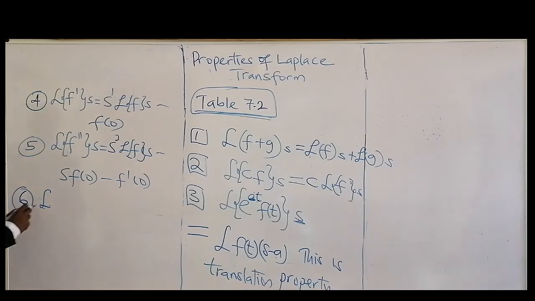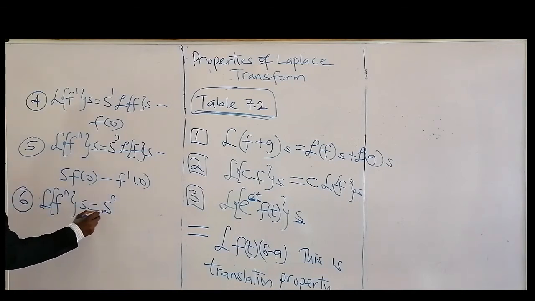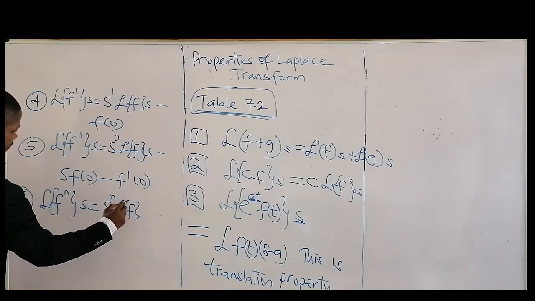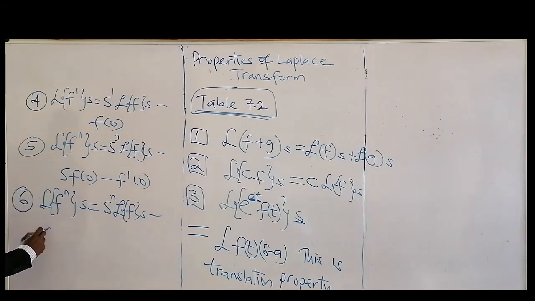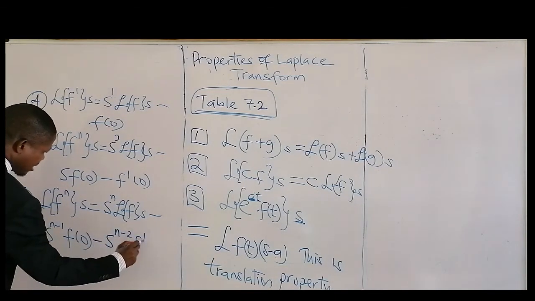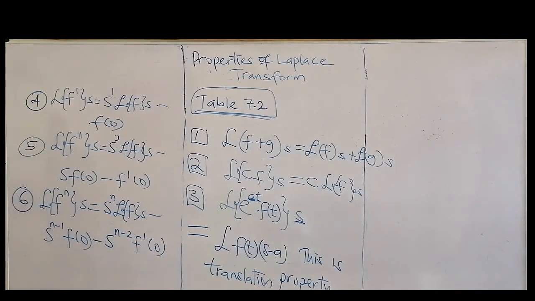The sixth one, Laplace of the n-th derivative, will be equal to s to power n times Laplace of f, minus s to power n minus 1 times f of 0, minus s to power n minus 2 times f prime of 0, and so on. Finally, omitting the middle terms, the last one will be f to the n minus 1 of 0.